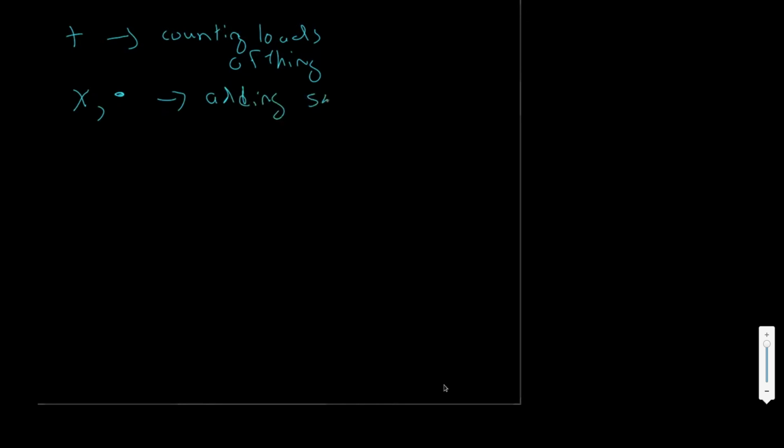So addition was a shortcut for counting loads of things. And multiplication, which I'll write as an X for now, but I'll usually write as a dot, is for adding the same thing over and over. All right. So you could kind of think of math as like a laziness. We're giving symbols to help us work our way through.